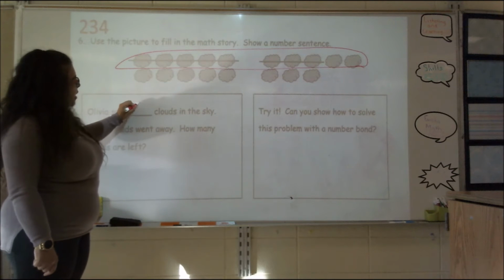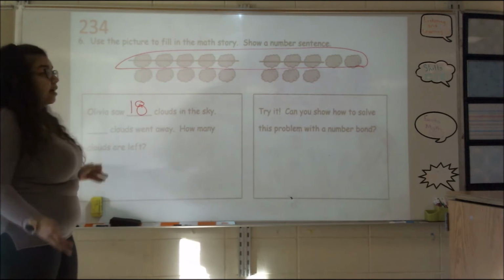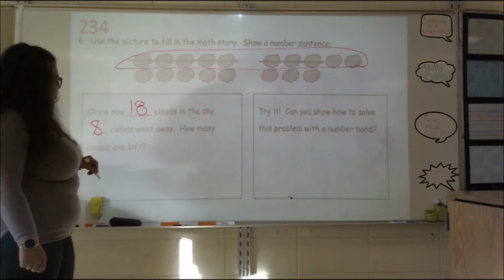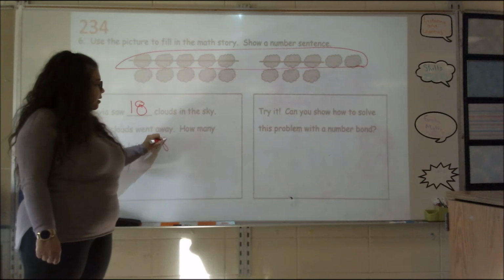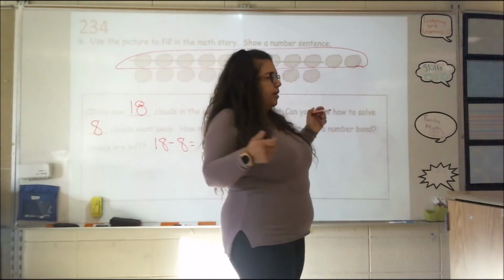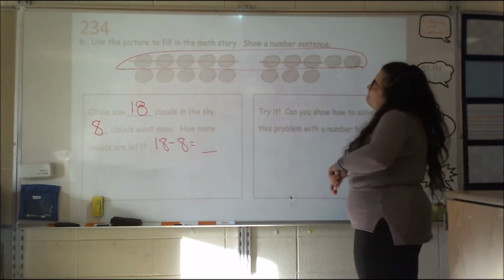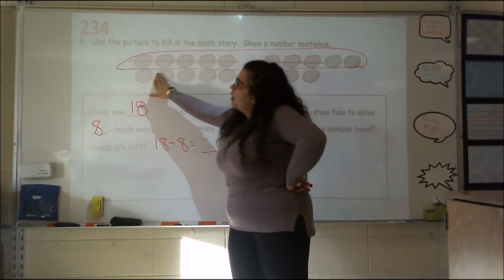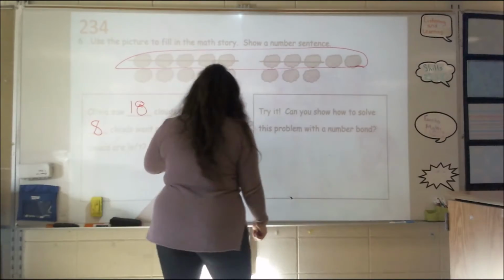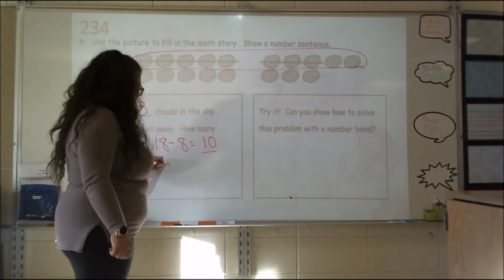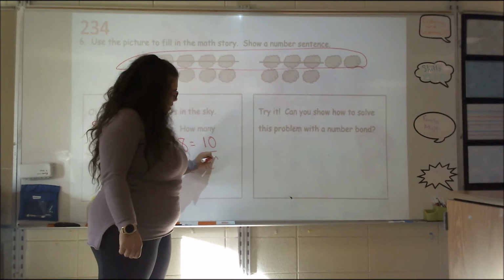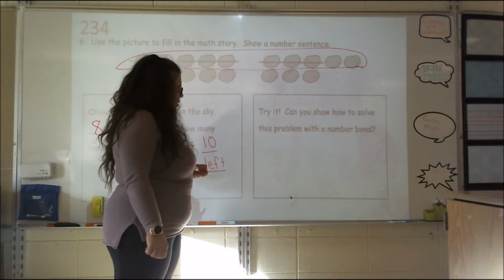So Olivia saw 18 clouds in the sky. Blank clouds went away. How many clouds went away? How many crossed out? 8 clouds went away. How many clouds are left? So 18 minus 8 is equal to blank. Well, how many clouds are left? Let's check it out. 8, 9, 10. There are 10 clouds left.